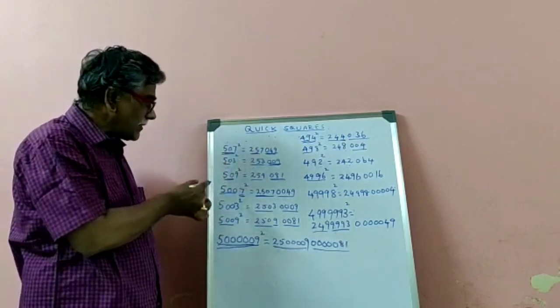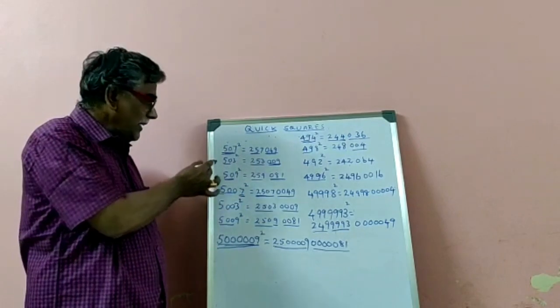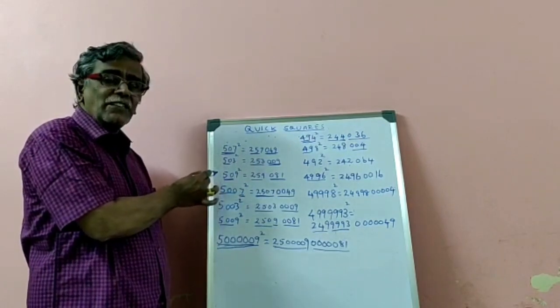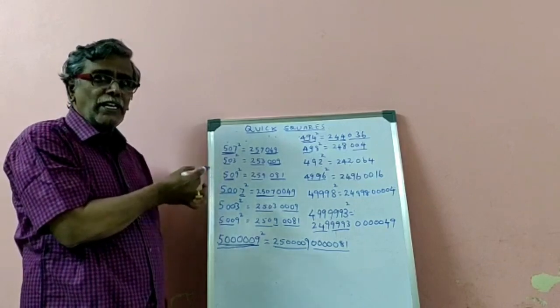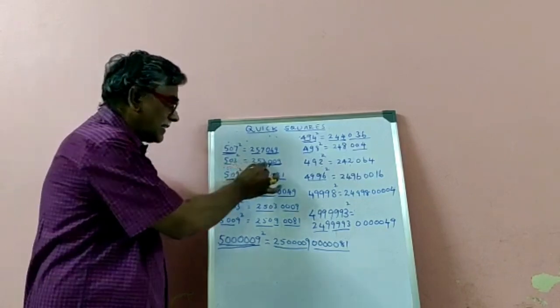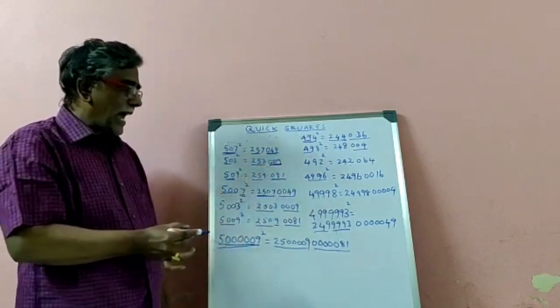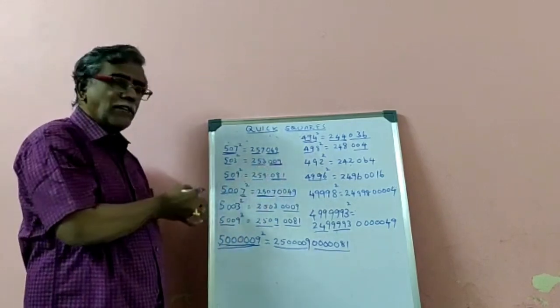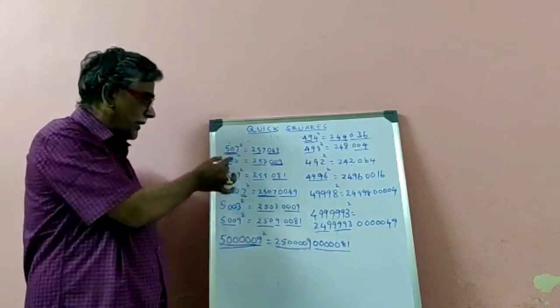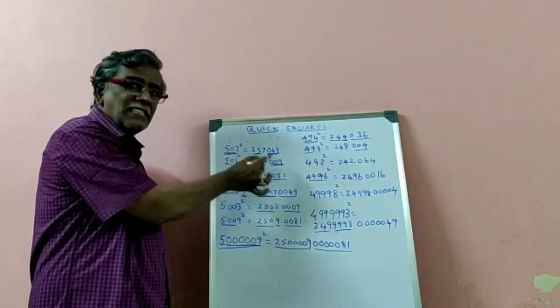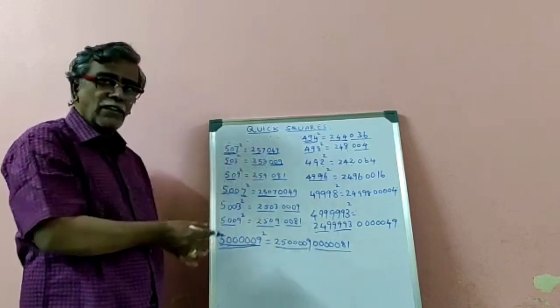How can we find the square of 503? 503 square is 3 greater than 500. 3 square is 9. You write in 3 digits 009. And then 50 divided by 2 is 25, and write 3 as it is, the unit digit. 253,009 is the square of 503.